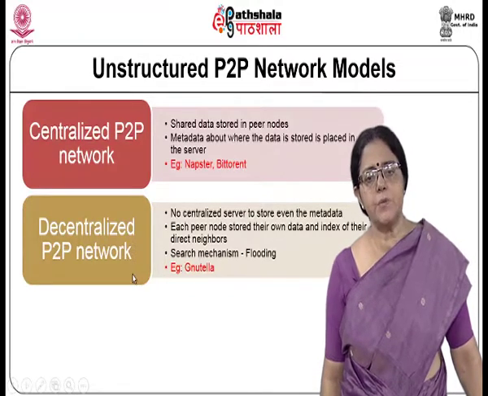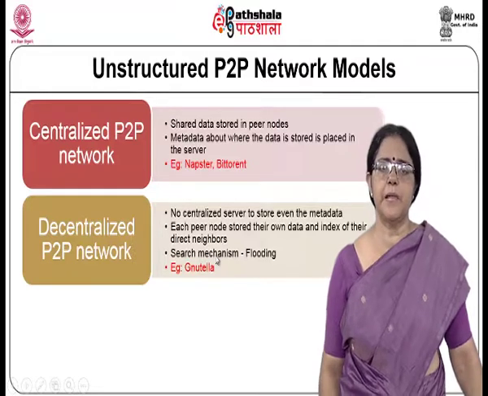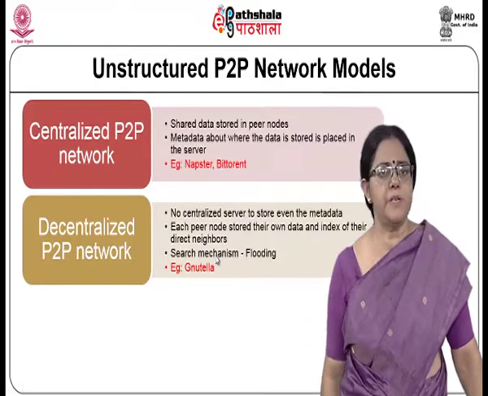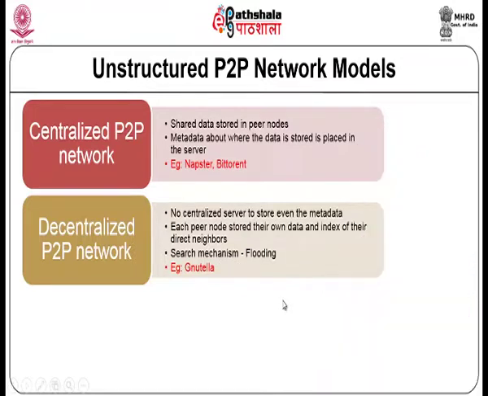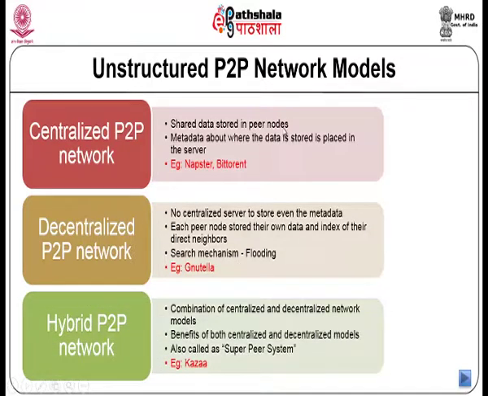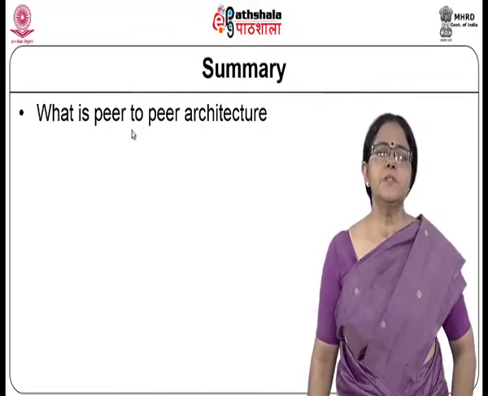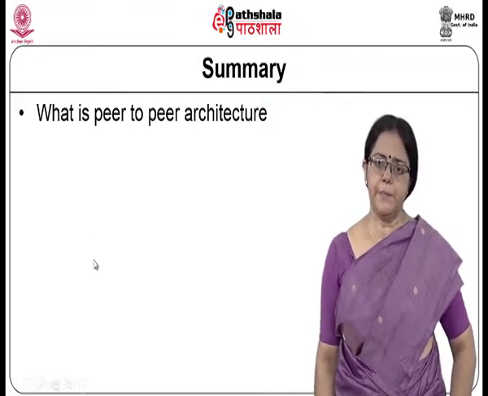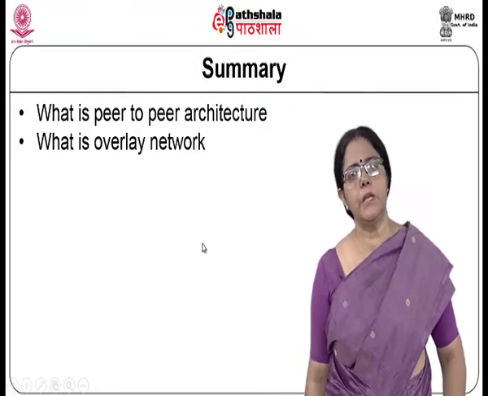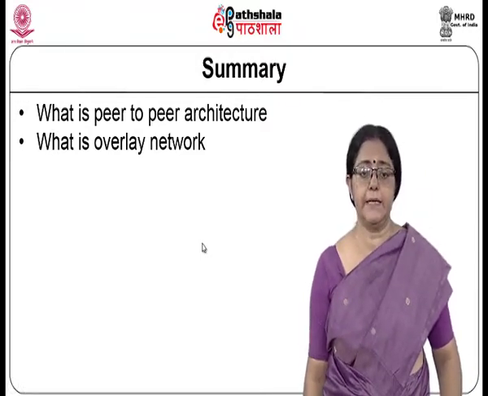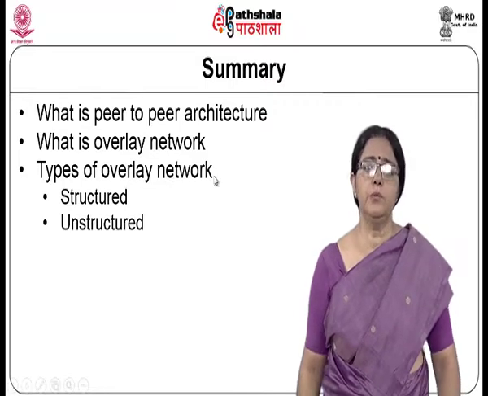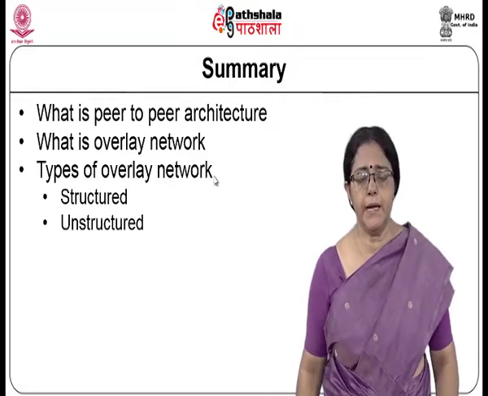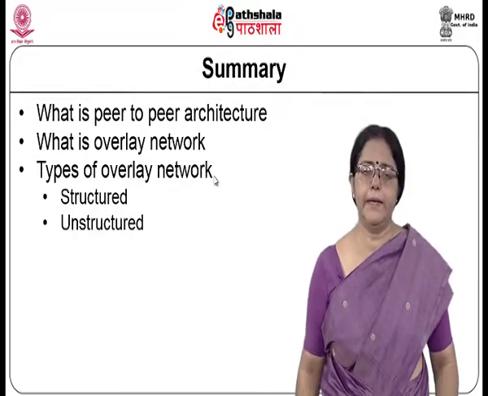In decentralized, we have no such centralized mechanism. Each node can have a small piece of information, and accordingly they can do it. And in hybrid, we have the goodness of the decentralized and some good part of the centralized, and create a hybrid model. To summarize this module, we looked at what a peer-to-peer architecture is, and then we understood what an overlay architecture in a peer-to-peer network is, and we looked at different types of structured and unstructured overlay networks.